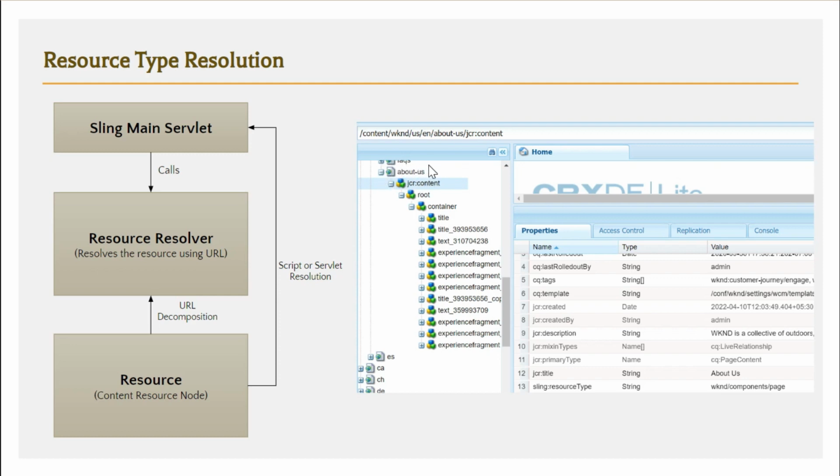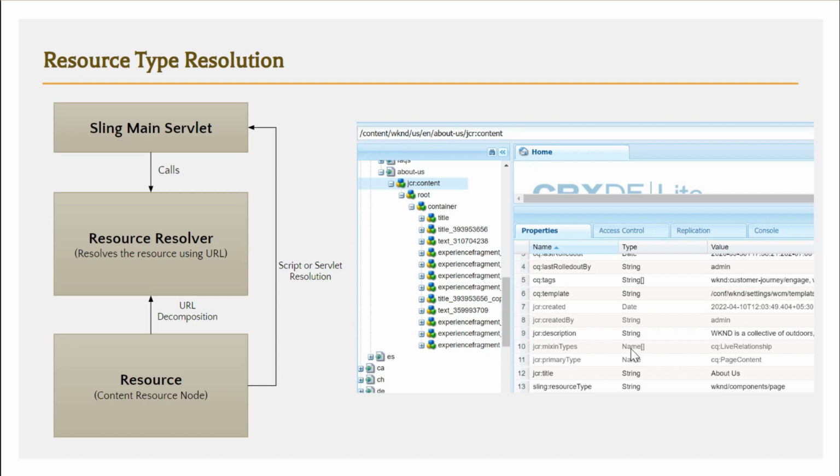Now this about us node is identified and the JCR content, whatever content is there, will be passed on to the Sling main servlet again. Whatever is part of this JCR content, all these child nodes and everything, will be passed on to the Sling main servlet, which then does the script resolution. Till now, what happened? We have actually identified what is the content page which has to be rendered. So that we have identified.